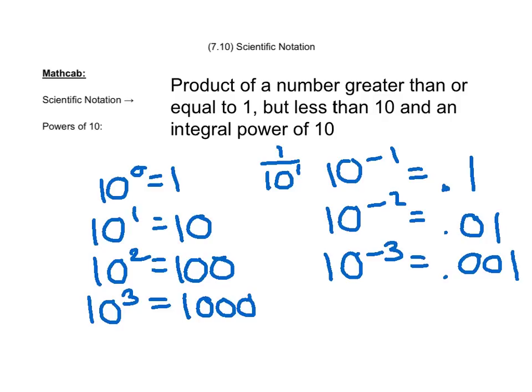Thus, the decimal 1/10. And in your notes, it says that if n is positive, meaning if the exponent is positive, then the decimal moves to the right. If n is negative, if the exponent is negative, the decimal moves to the left.